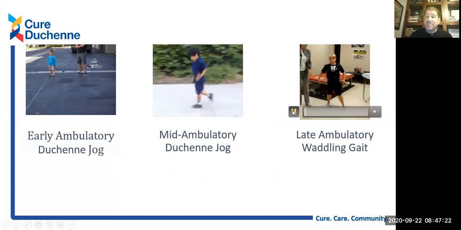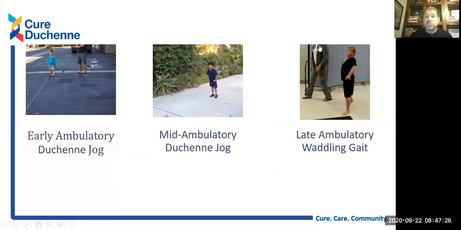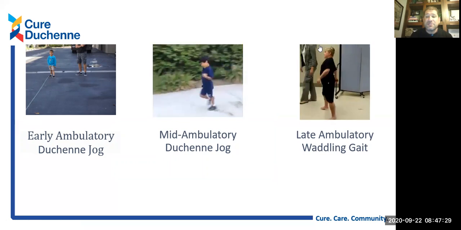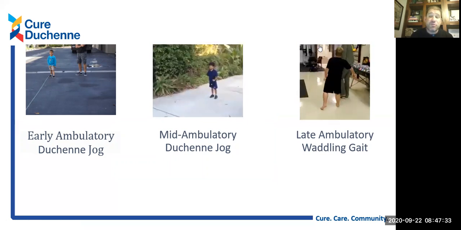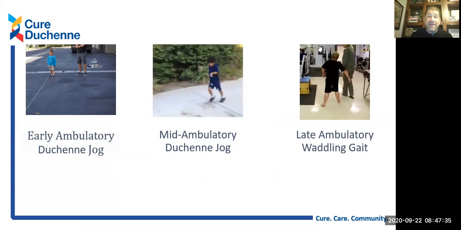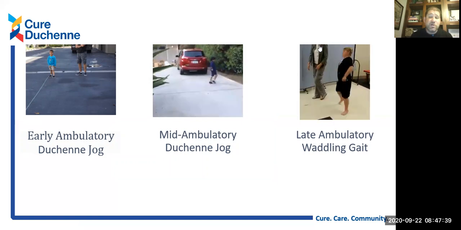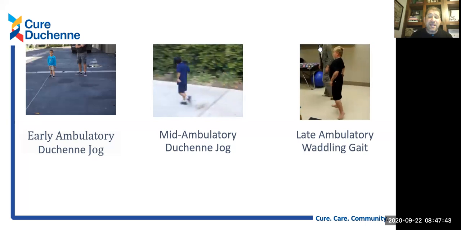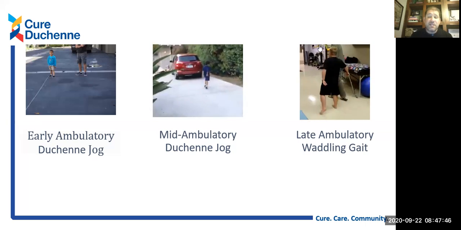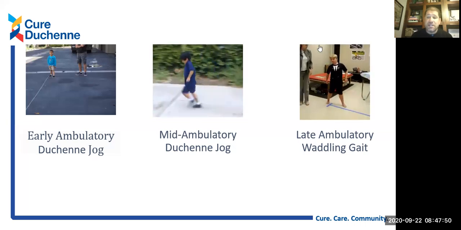And then the late ambulatory stage, the waddling gait. You can see it's a lot slower. It's pretty obvious with this one to see the compensations. Increased lordosis through the back. He's doing everything that he can, so he's pretty stable. His balance looks pretty good, but he's doing everything that he can to maintain that walking position and that ambulation.